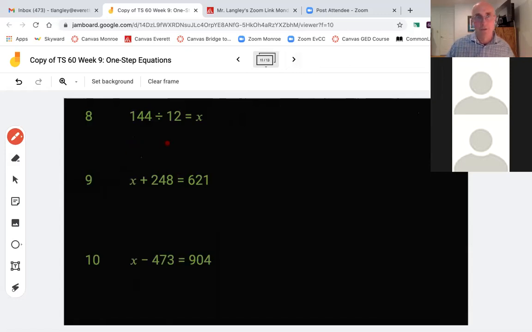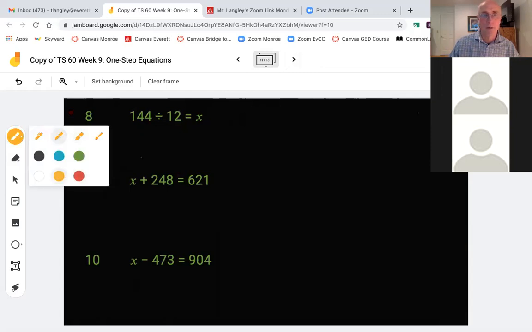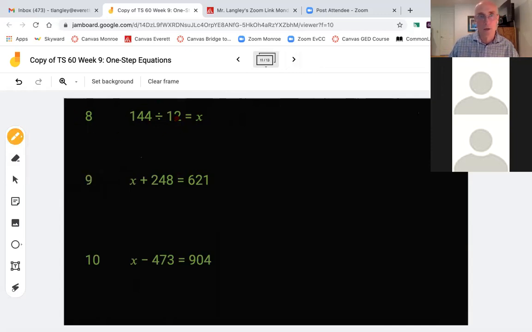Number 8, just to visually show you, it says 144 divided by 12 equals x. Oh, x is already by itself. X is already by itself. So let's just do the operation on the other side. 12 times 12, yeah, 144. I should know this. 144 divided by 12 equals 12. Yep. 12 times 12 is 144. So this is just 12 equals x.